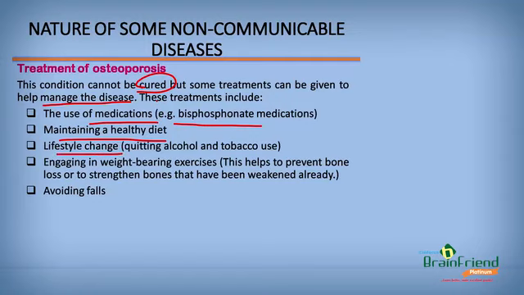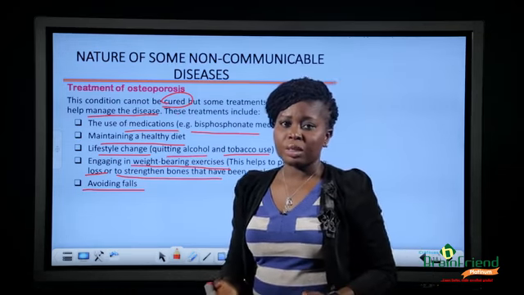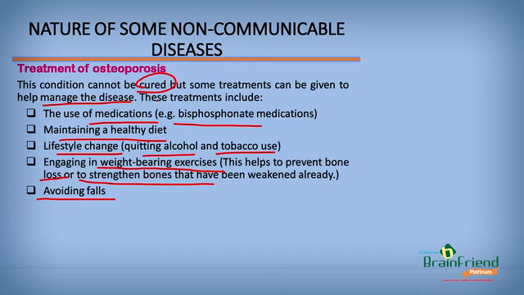Then lifestyle change. If the person already takes alcohol or uses tobacco, the person must quit smoking and quit the use of alcohol as well. The person must engage in weight-bearing exercises. Now, this helps to prevent bone loss or to strengthen bones that have been weakened already. And then, one final thing to avoid is what? Falls. Such people must avoid falls or avoid putting themselves in positions that will make them carry heavy weights that can cause the bones to break.